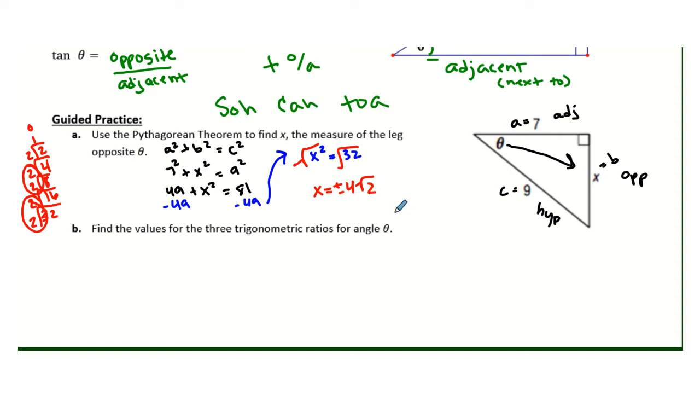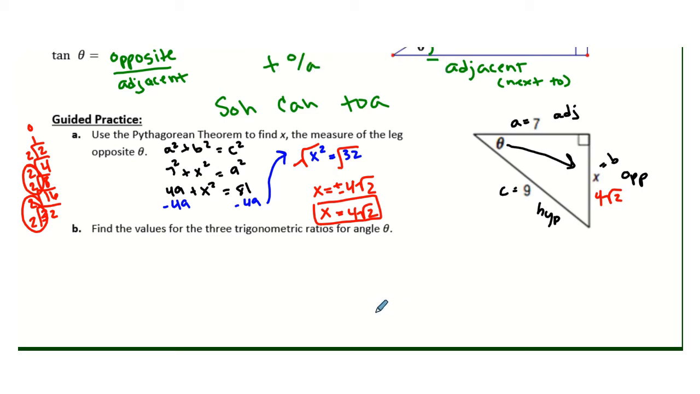So I have two answers here. Positive 4 square roots of 2 and negative 4 square roots of 2. And we need to figure out what makes sense for this problem. Well, this is a side length. Can I have a negative side length? No. So here, x is only going to equal the positive. So here, x will be 4 square roots of 2. So that is this side length right here.